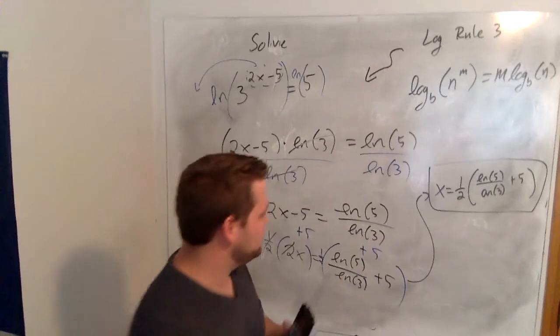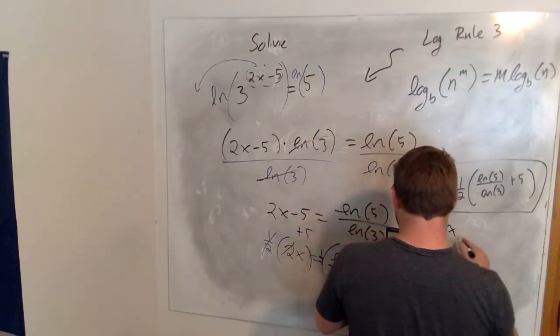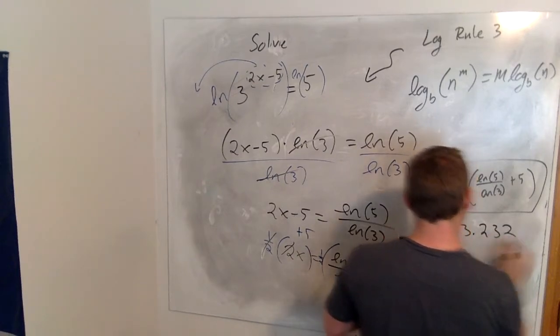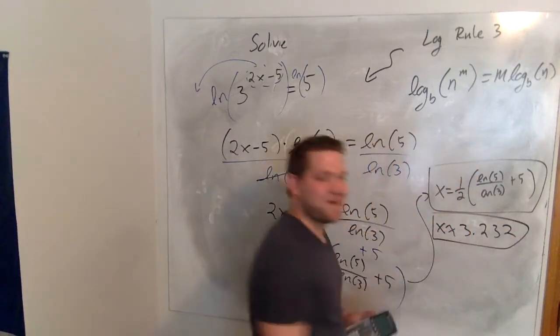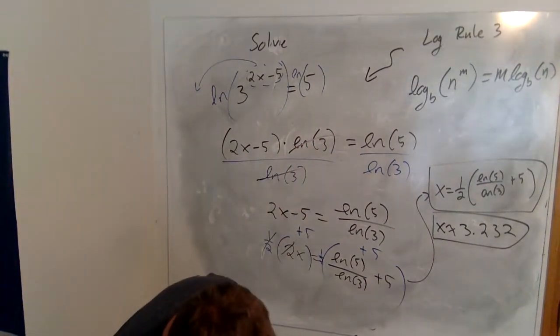So we have our solution. Let's go ahead and round to 3 decimal places. It is roughly 3.232. And we have our solution. Okay, so this is great.